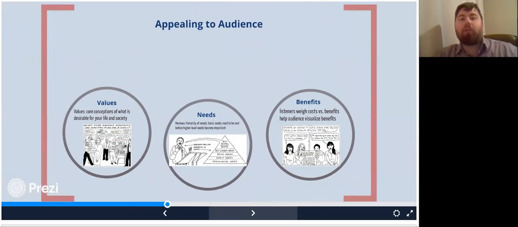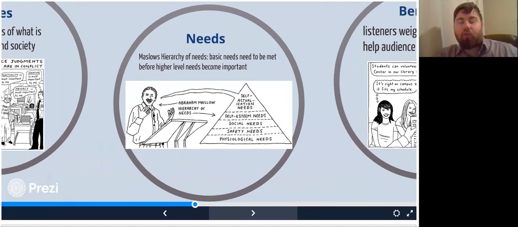Now, what you want to do is appeal to audiences. You want to engage them at the level of what their interests are. So the first one is the aspect of needs. Now, there's a famous psychologist named Abraham Maslow, and he created this Maslow hierarchy of needs. And he said that basic needs need to be met before higher level needs become more important.